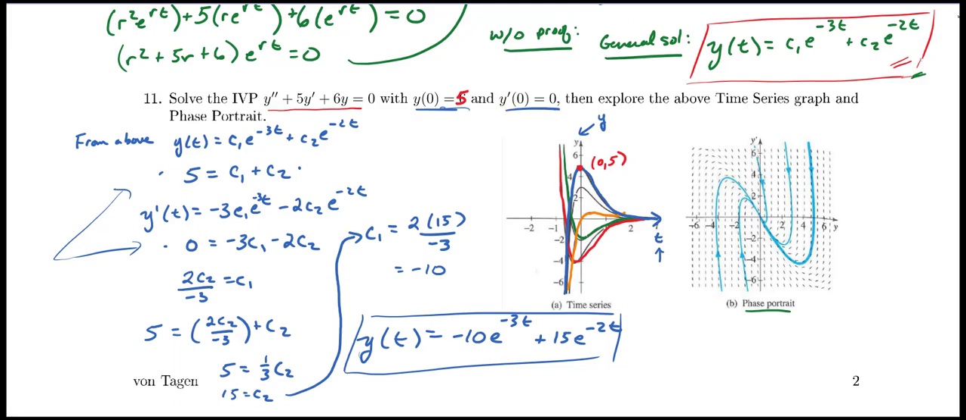And we were told that our initial velocity, if we want to think about the first derivative as a velocity statement, should be 0. And sure enough, I've got a horizontal tangent line there. And so this blue curve is the particular solution to the original differential equation that satisfies these two initial conditions.